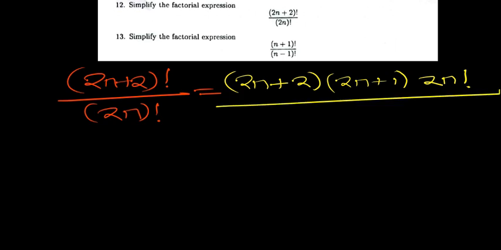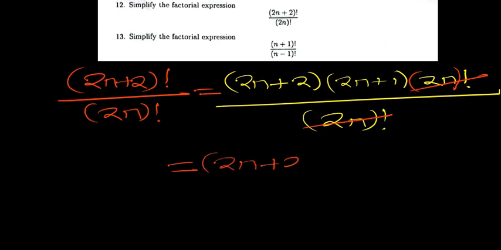Divided by the bottom, we have (2n) factorial. So I want to actually show the brackets. I would want to show the brackets there so that we can clearly show that the factorial is applying to 2n and not just n. Okay, so you can see this can divide, and you've simplified.